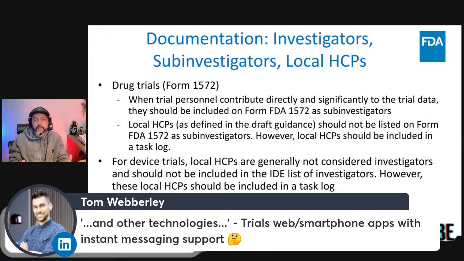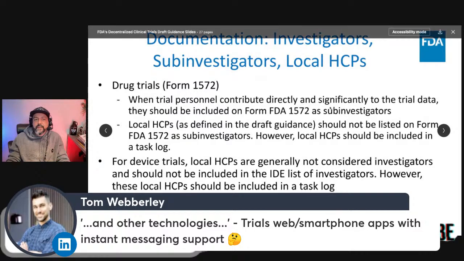So this is something brand new. It's a task log. It's not a delegation of duties log. It's a task log. So it sounds like yet another log. Yet another vague understanding of who goes on what form. It's hard enough when half of the sponsors want the coordinators to be listed in box 6 of the 1572 and the other half don't.